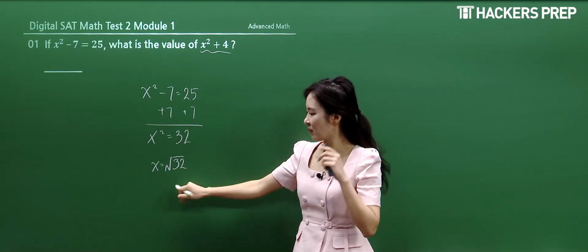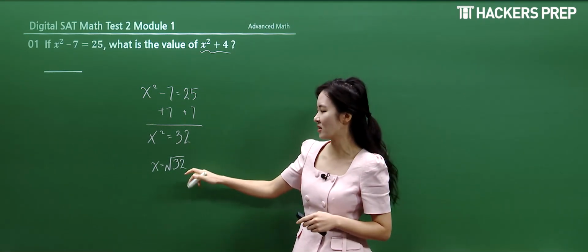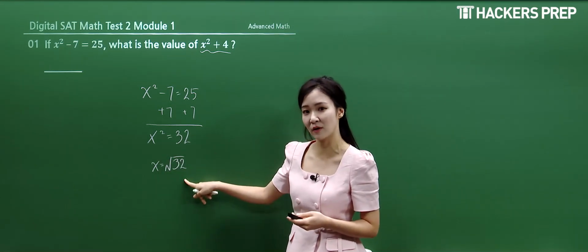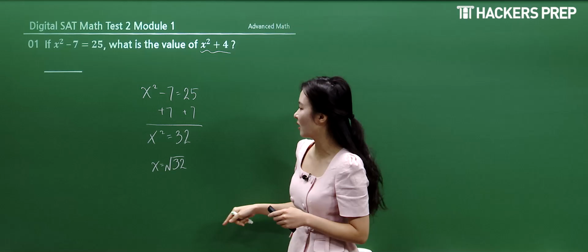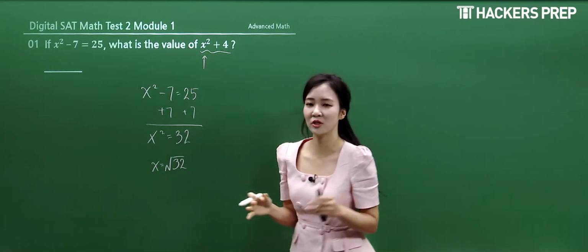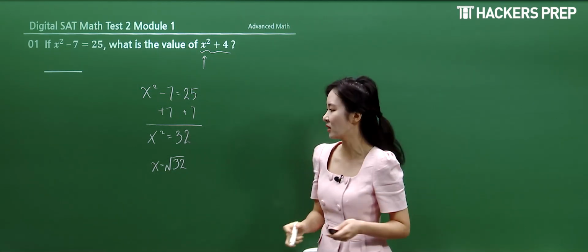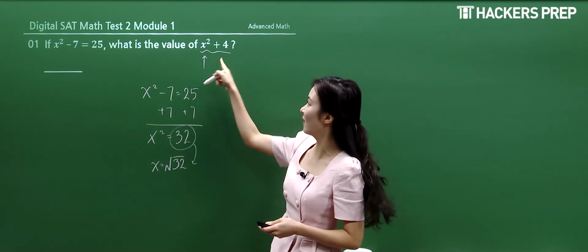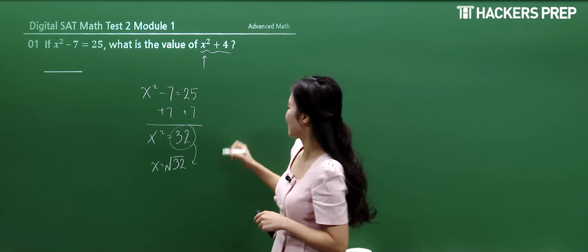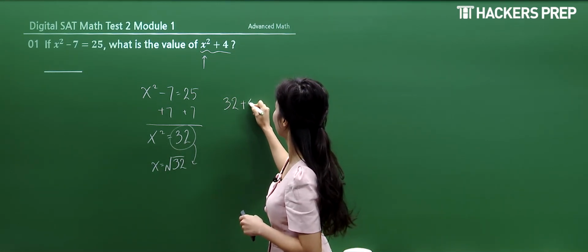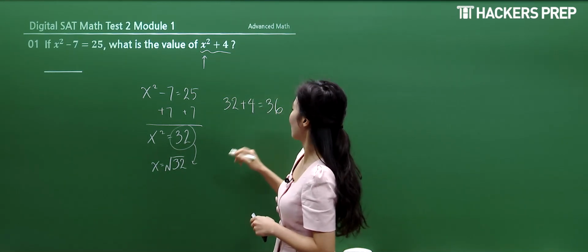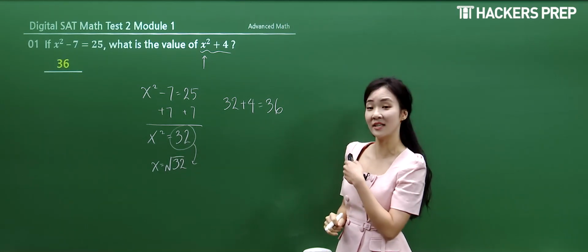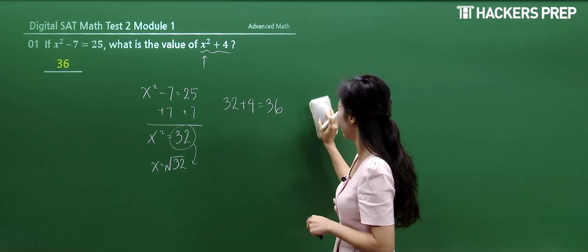However, by the way, this is not a perfect square, so this might require some sort of calculation or a device to solve for the actual value of the square root of 32. But if you look over here, the expression already includes x squared. So without even going to this next step, why don't we just plug in 32 for x squared and add that 4, and that's the answer. So there we have it. The final answer to this question is going to be 36, and it is indeed. So let's move on.